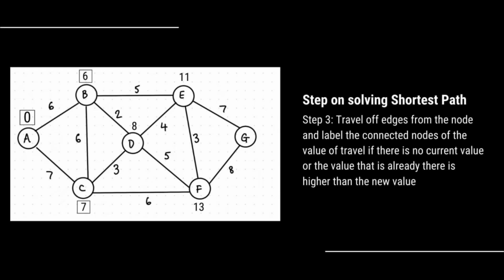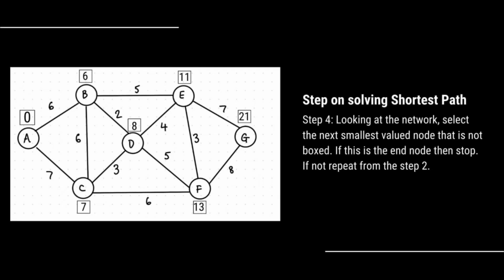And now that we are on C, let's check what the values of D and F are. As we can see, we choose D because the value of D is lesser than the value of F. Same with E and F, we choose E because the value of E, which is 11, is lesser than the value of F, which is 13. Now that the value of G is 18 and the value of F is 13, we chose F because the value of F is lesser than the value of G. And F to G because it is the last node that we have in this diagram.